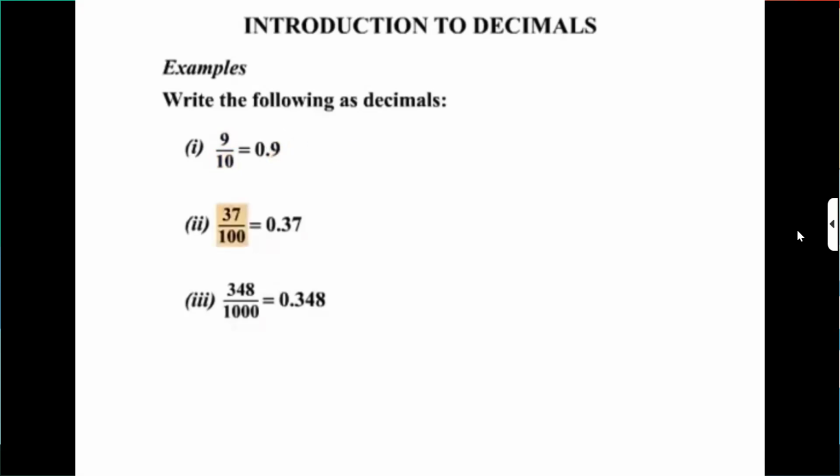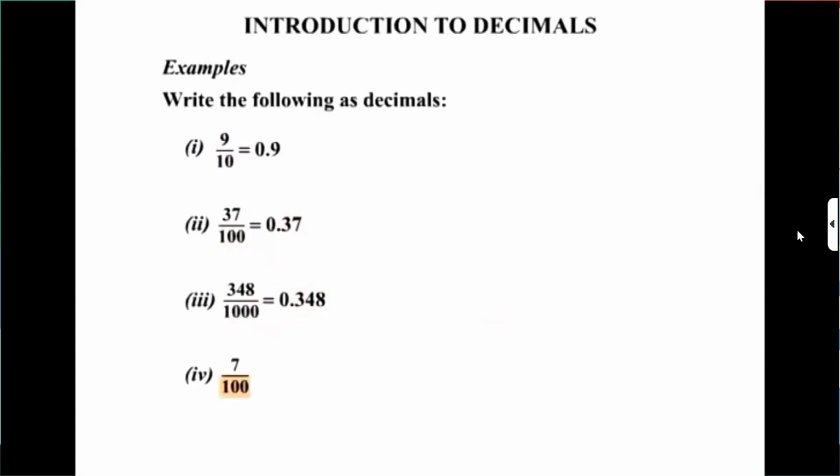Now you can see that in 9 by 10, we have only one 0, so we have 1 decimal place. In 37 by 100, we have 1 then 00, so in the answer we have 2 decimal places. And the third one is 348 by 1000, so in the denominator we have 1000, which is 3 zeros, so we have 3 decimal places. In these examples, we have directly converted decimal fractions into decimal numbers.